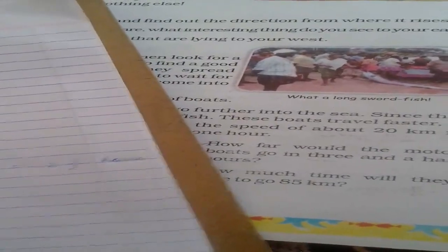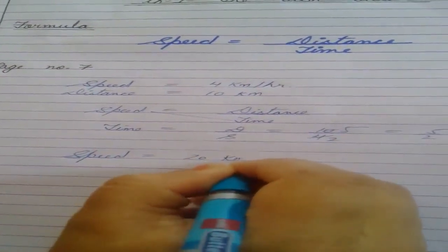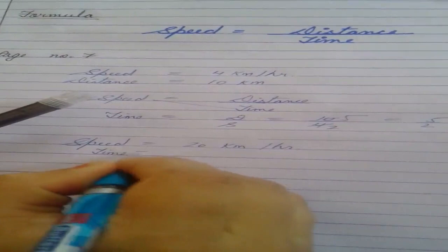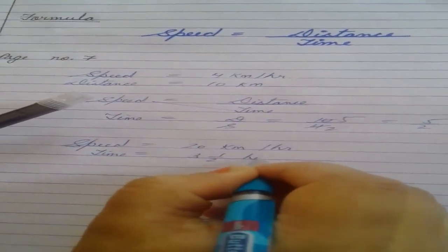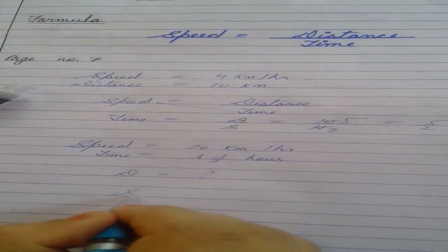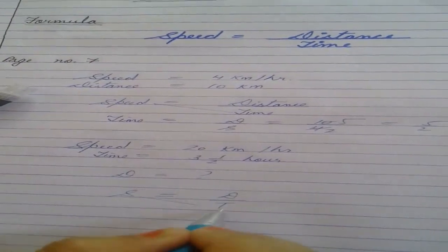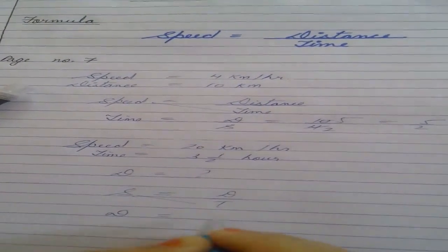Okay, so speed is given, 20 km per hour. Time is equal to 3.5 hours. And you are supposed to calculate the d, that means distance. So speed is equal to distance upon time. That means distance is equal to speed into time. So distance is equal to speed into time.